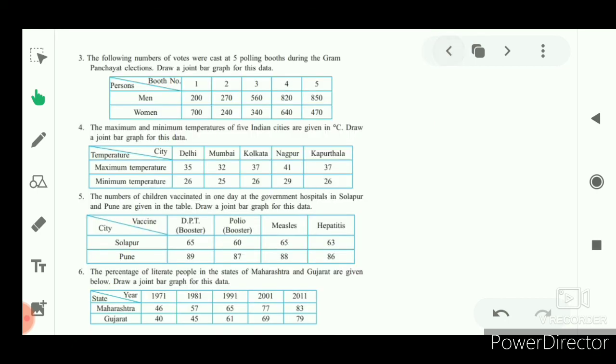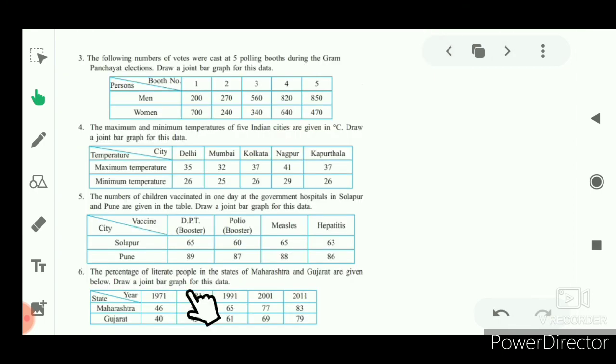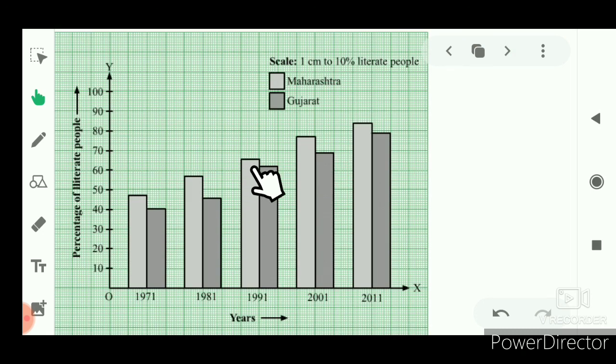So let's see the question. In the year 1971, the percentage of literate people in Maharashtra was 46. Then 57 for 1981, 65, 77, 83. So we will make the graph using the scales on the graph paper. Similarly, for the Gujarat state, we will make the entries.